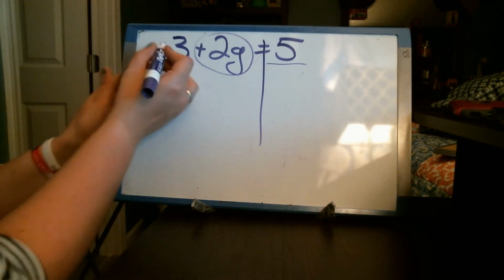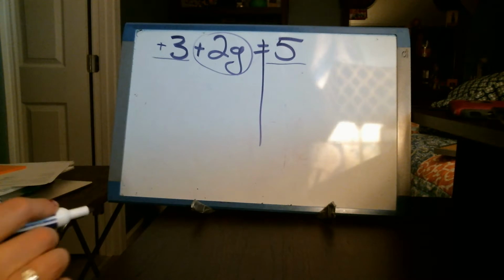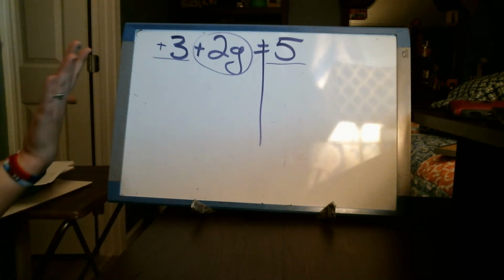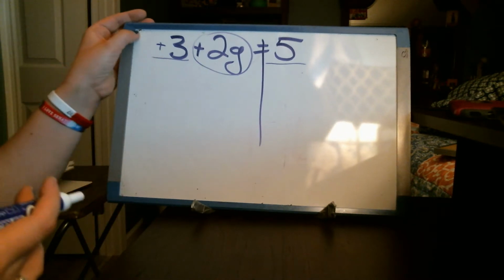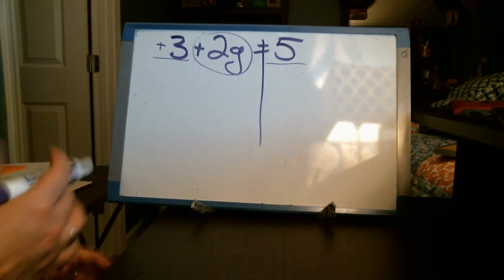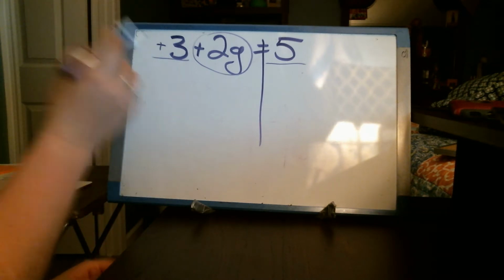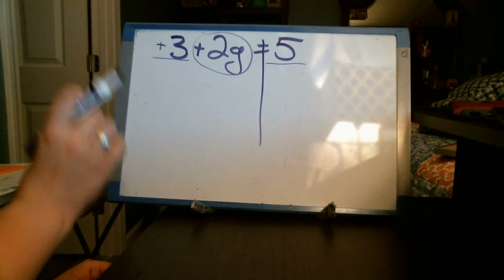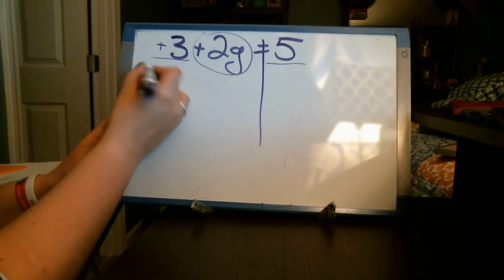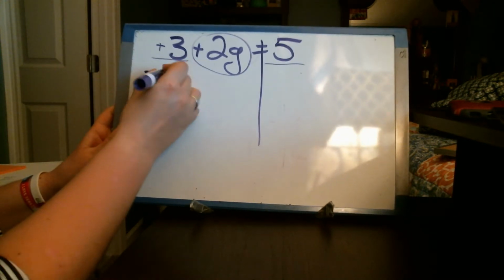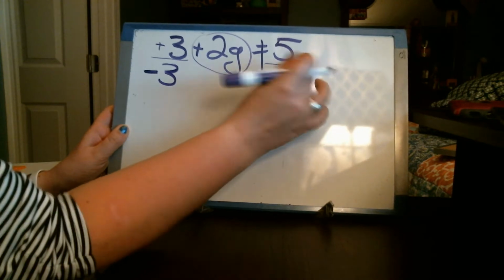Now, this 3 is actually a positive 3 because it doesn't say that it's negative. If it said it was negative, then that's the only thing that would keep it from being positive. Anyway, so in order to get rid of the positive 3, we have to use the inverse operation. So we are going to subtract 3 from both sides.